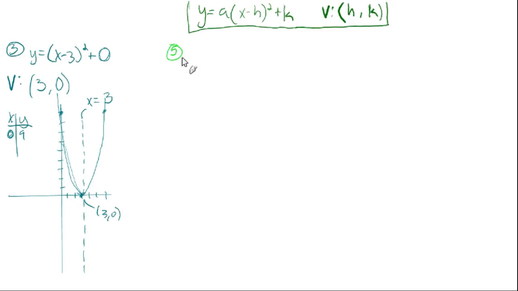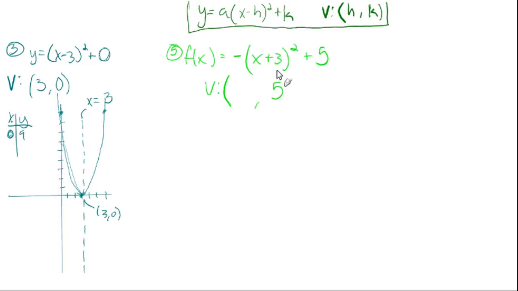Let's do number 5. F of x equals negative x plus 3 squared plus 5. So we're going to find the vertex, and that will be found with h and k. So here's where we're going to find h, and here's where we're going to find k. K is the easy part. K is always just whatever this number is out here, whether it's positive or negative.